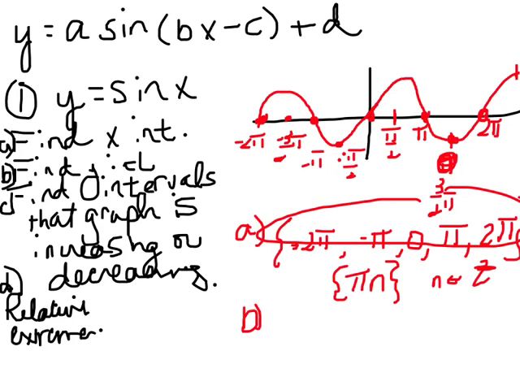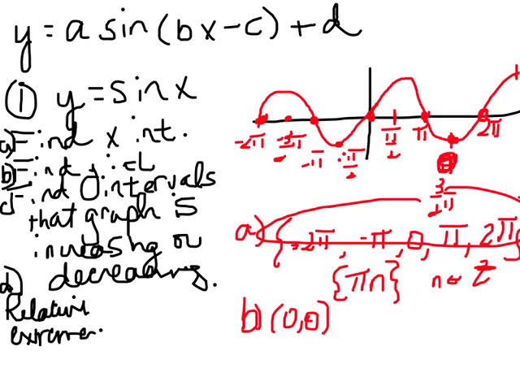What's our y-intercept here for the B part? Well, look, where does it cross the y-axis? At 0, 0, at the origin. So the y-intercept is the origin. You can write origin or you can write 0, 0.